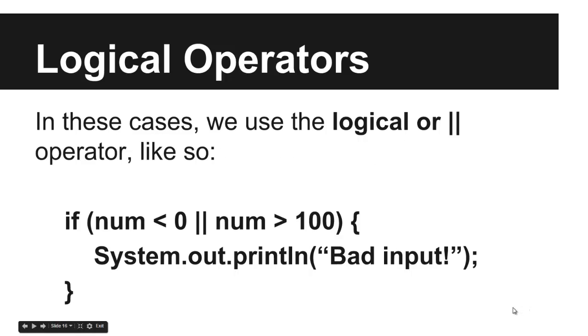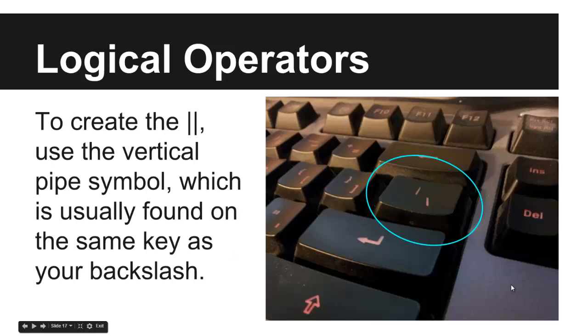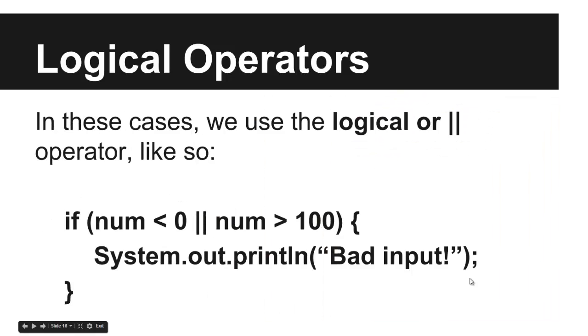In these cases, we can use the logical OR, which is this double pipe sign, just like so. So we check to see if the number is less than 0, or if it's greater than 100. We check the first one, and if that's true, we don't worry about it. If it's false, we check the second one. If both of those are false, we know we have good numbers. If either of them are true, this whole thing returns true, and we know that we have bad input.